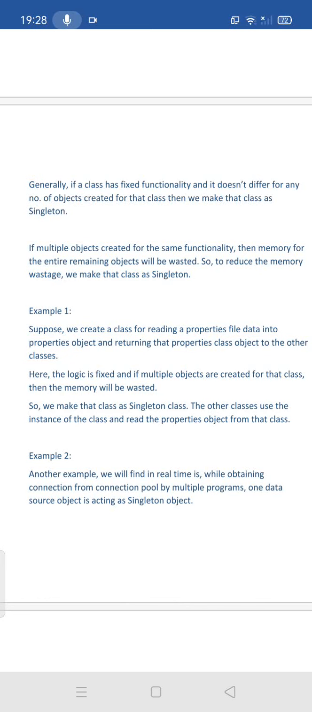In that way multiple objects are created for the ReadPropertiesFile class, but the class functionality will not differ whether we create one or more. So memory will be wasted, right, creating multiple objects for that class. So what we can do is make that class a singleton, so it won't allow creating multiple instances. Only one instance is created, and all the classes that require properties file data will use the instance of ReadPropertiesFile and get the data. In this way we can reduce the memory wastage.